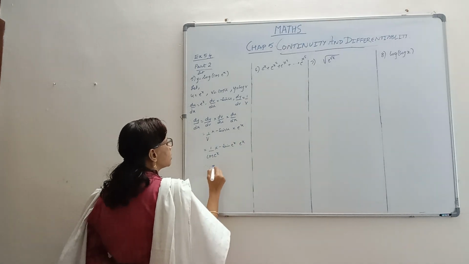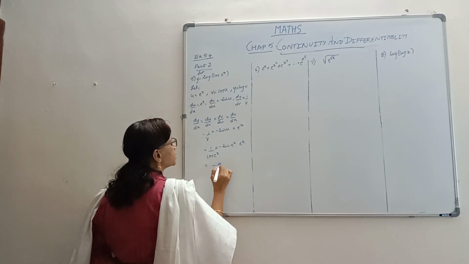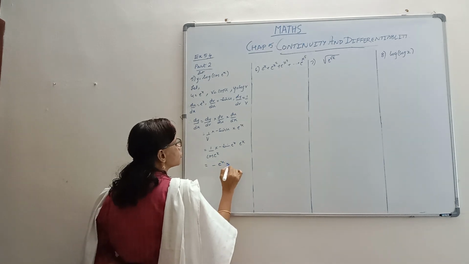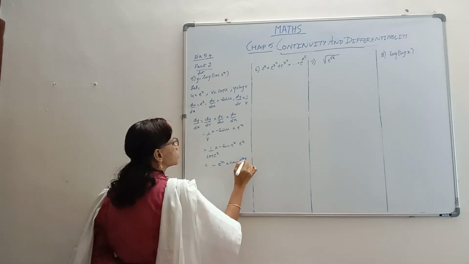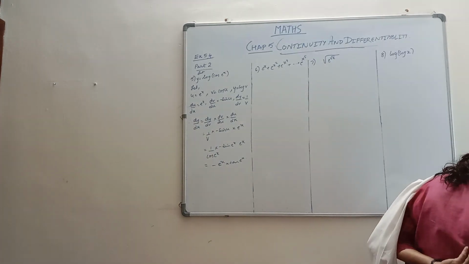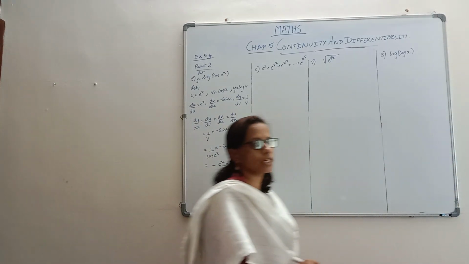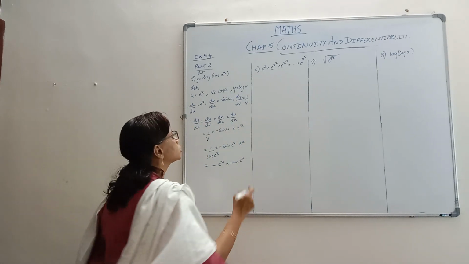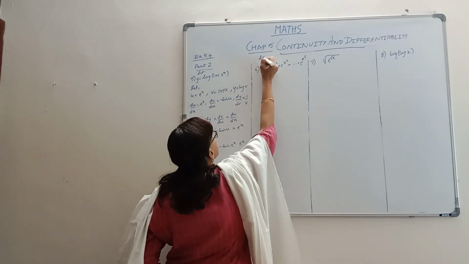So totally your answer will become minus e raised to x into, if you want, tan e raised to x. It becomes simpler that way. Yeah, right, that's about it. So next we are coming to the next exercise.